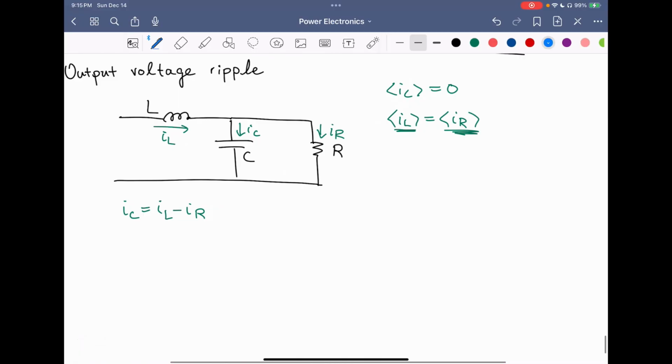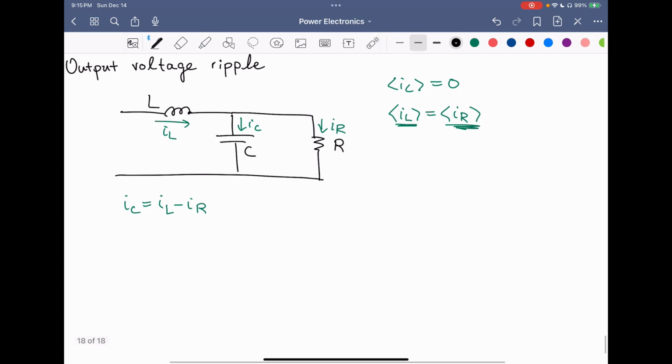So if we analyze this circuit, we know that the impedance of the capacitor is equal to 1 over j omega C. Now, we see at DC, which is omega equals 0, the impedance of the capacitor approaches infinite. So that's why all of the DC current flows through the load resistor, because at DC, the capacitor presents an infinite impedance.